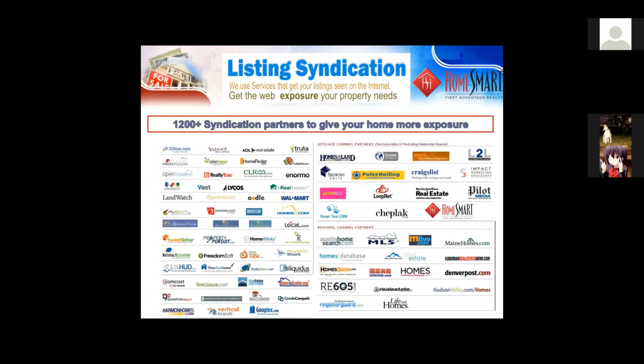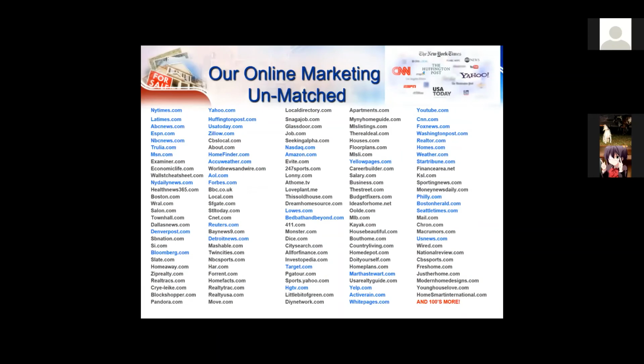So in syndication partners, HomeSmart has over 1,200 syndication partners. Once you put your home as a listing in our portal and you bring the information from the MLS, that goes into over 1,200 more websites, which are real estate related.